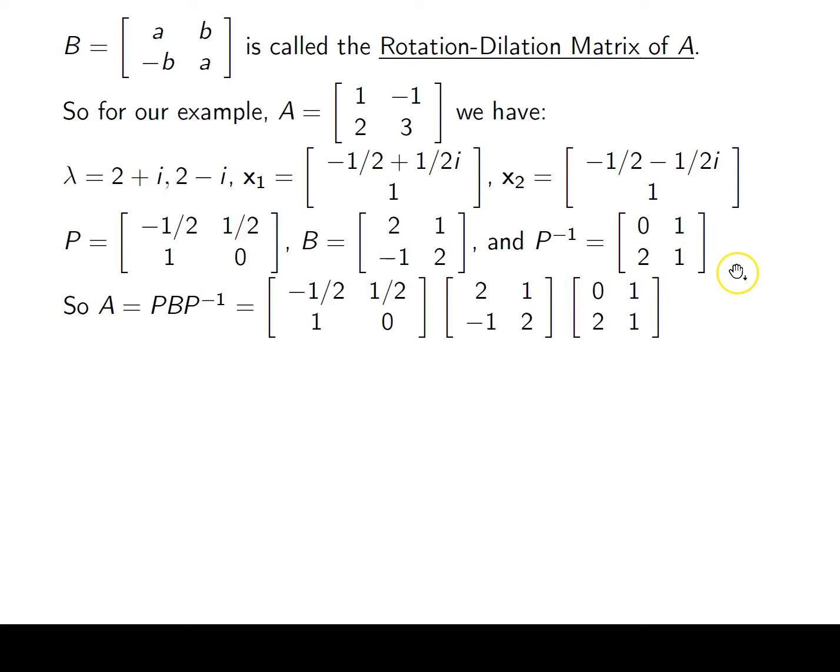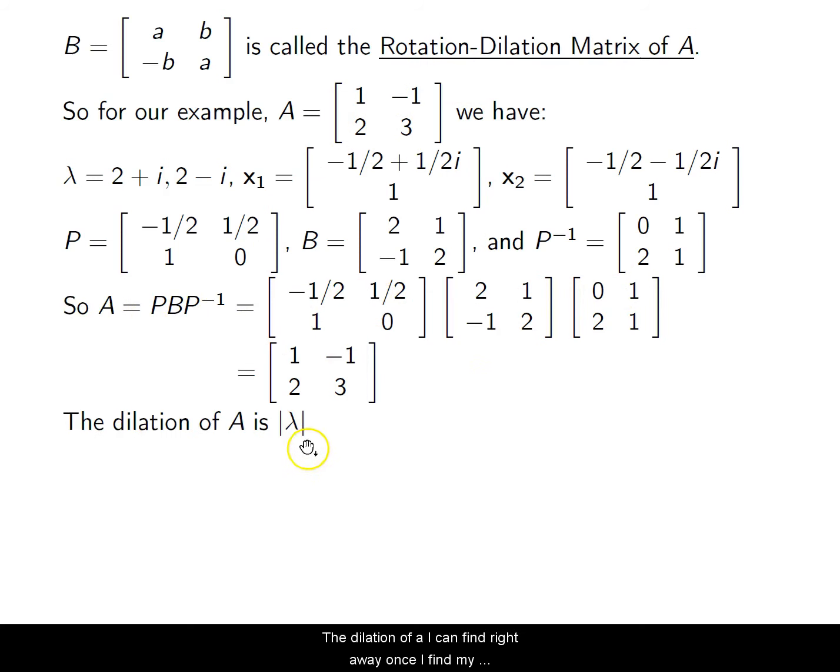Check this. Always check to make sure you get your initial result out. Okay, so that's the factorization, or diagonalization, I should say, of our matrix A. The dilation of A, I can find right away once I find my lambda. It's easy to do, right? So A squared plus B squared, square rooted, or root 5.